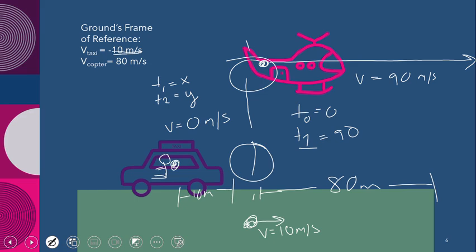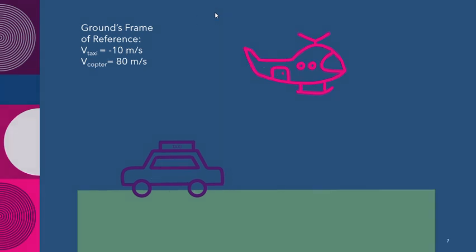Now, from the taxi's point of view, at time t equals 1 second, the taxi is at rest, but the copter moves 90 meters to the right. So the separation distance is still 90, and this proves that this method works. Now we'll be finding these objects' velocities based on the copter's frame of reference.